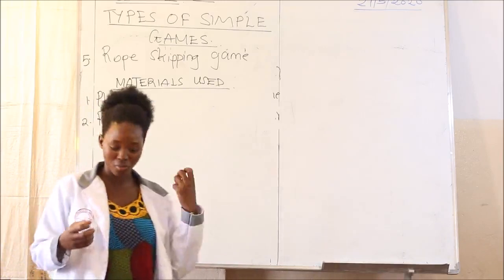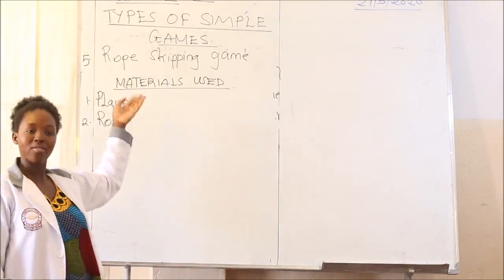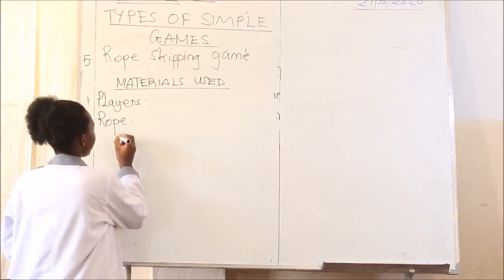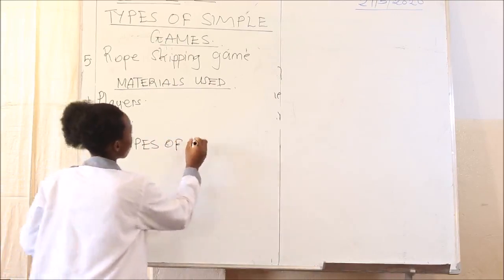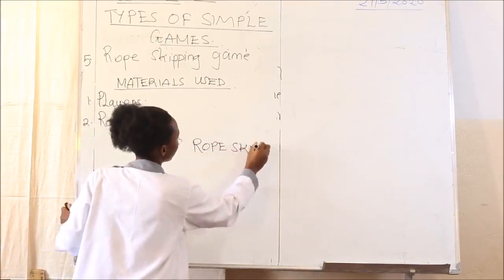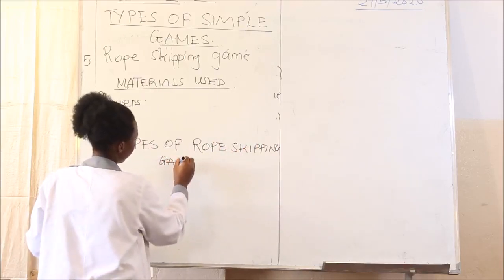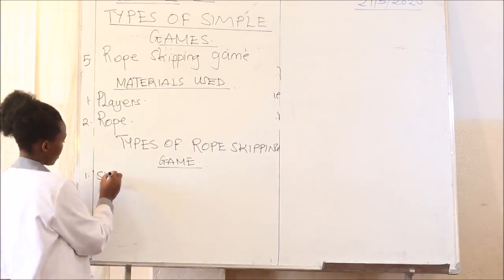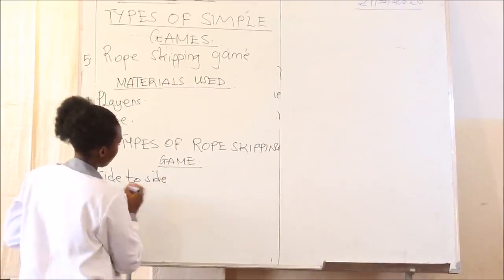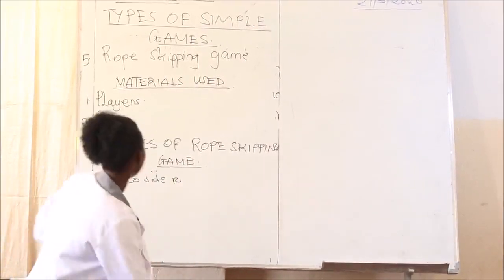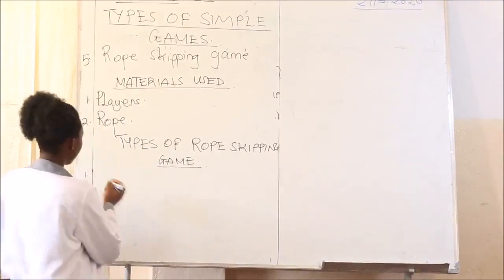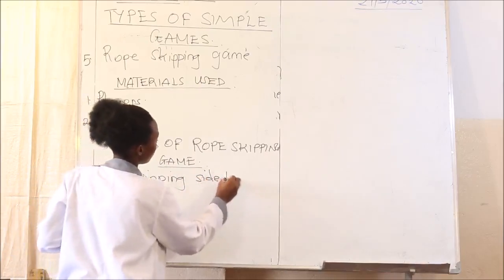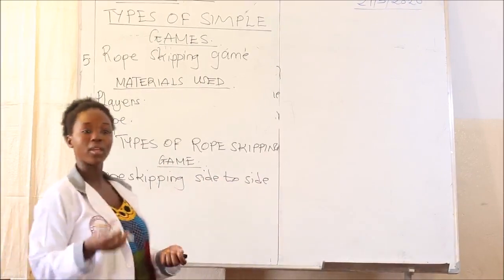Now we have 3 ways, all types of rope skipping game. We have 3 ways how to play rope skipping game. Types of rope skipping game. Number 1, we have rope skipping side to side. Sorry, rope skipping side to side.